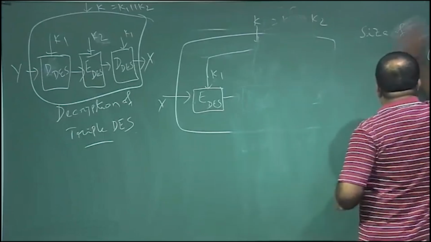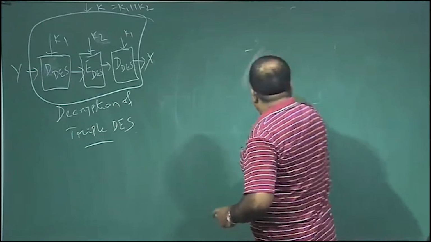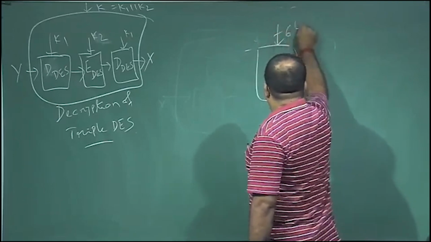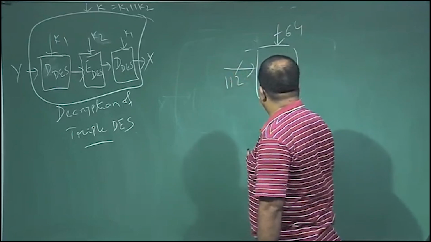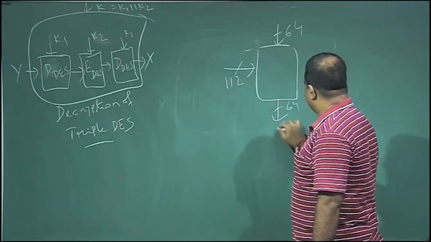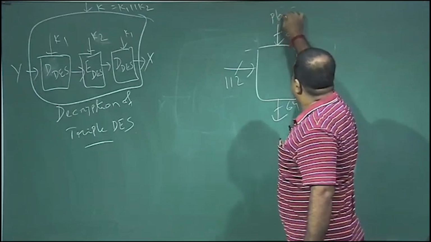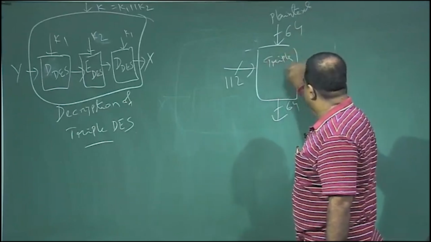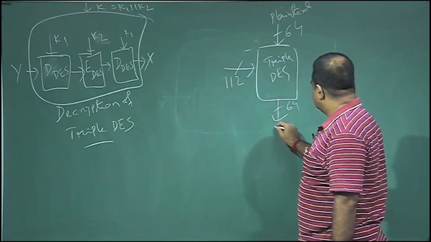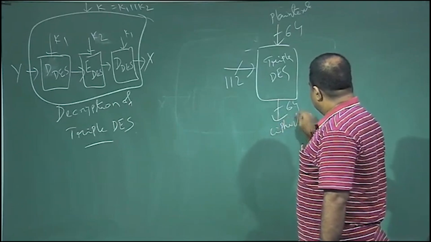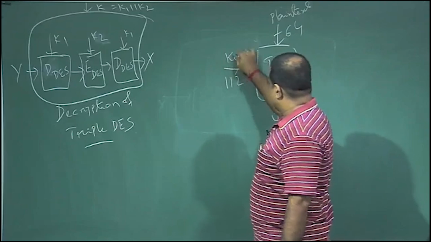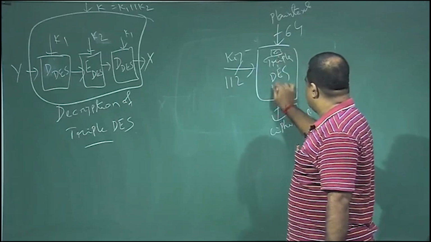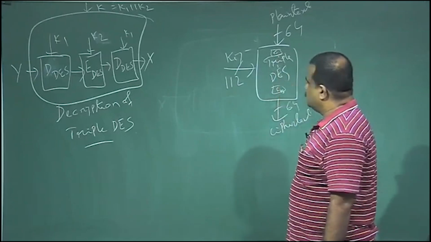So, this is the block cipher triple DES, which is basically a 64-bit block cipher, and the key size is 112, and the ciphertext is 64-bit. So, this is the plain text, this is triple DES, and this is ciphertext, and this is the key. But inside we have 48 rounds. That is the major problem with this, because we are using DES 3 times.